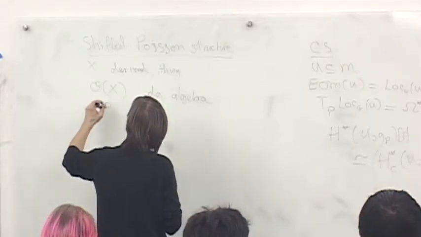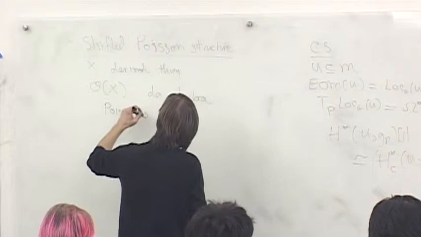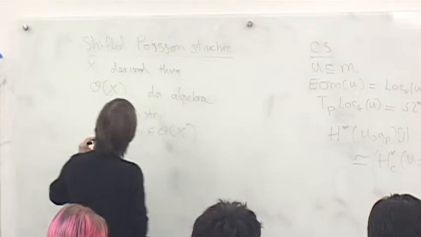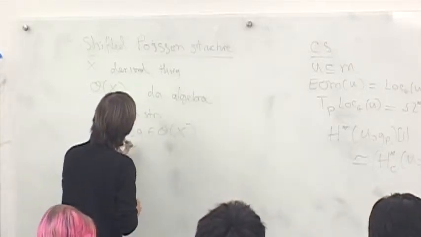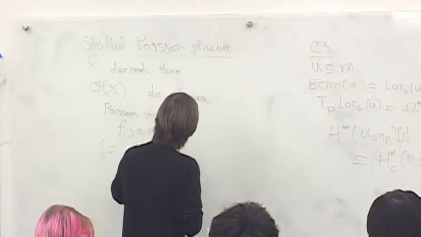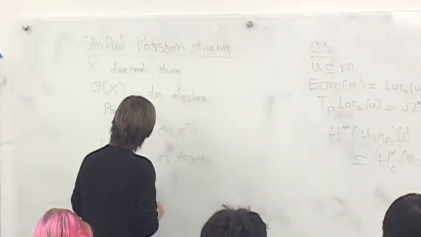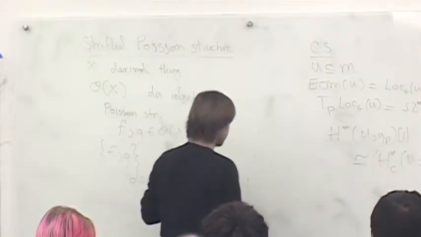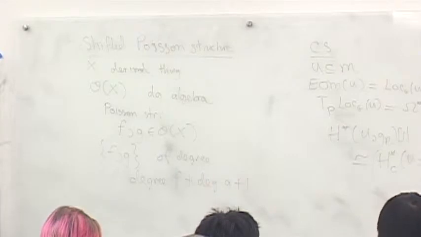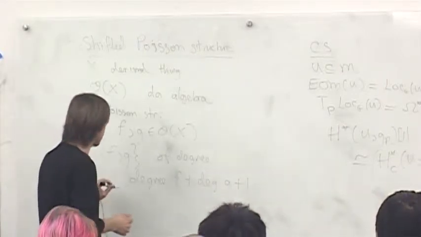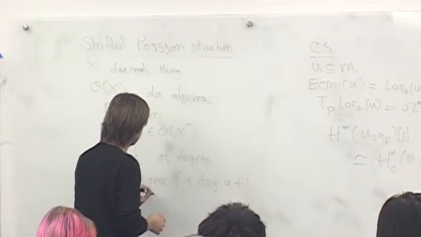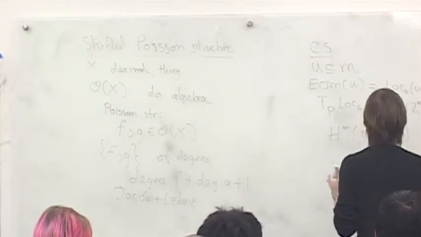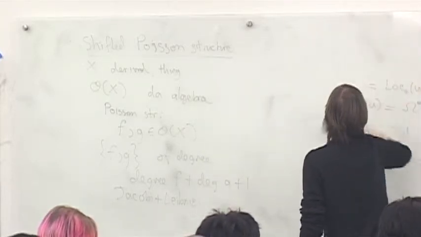Then the Poisson structure is just what you think it is. Take two functions, and I get a new function, the Poisson bracket, which is of degree the degree of f plus the degree of g plus 1, and which satisfies the usual axioms, the Jacobi and Leibniz rules. Now, if you're a fancy person, you can ask for things to hold up to homotopy and so on, but that's not really important for this talk.